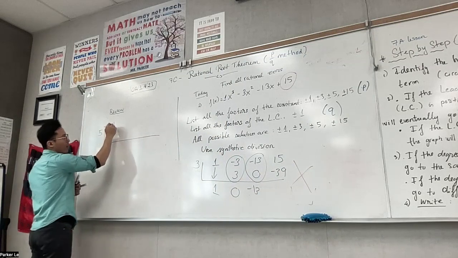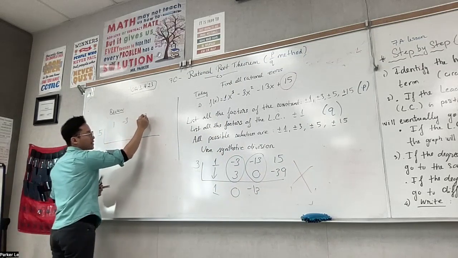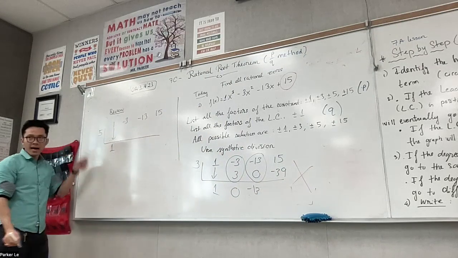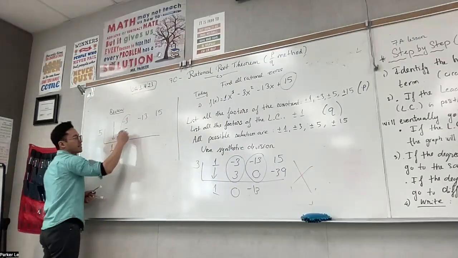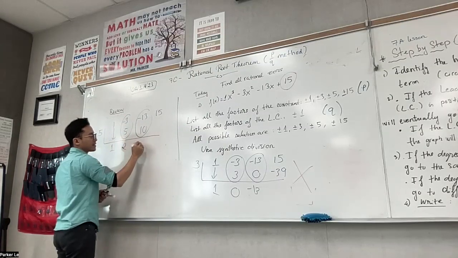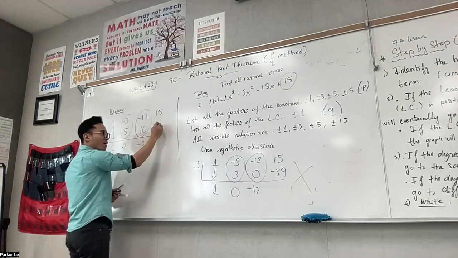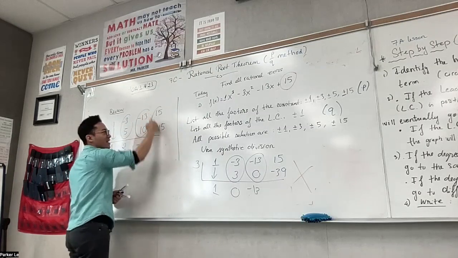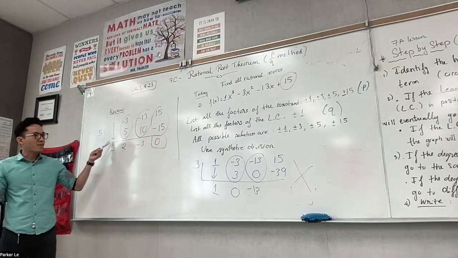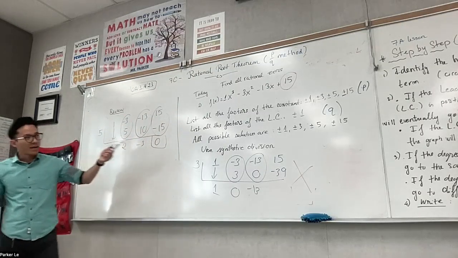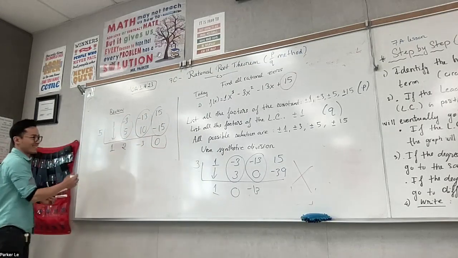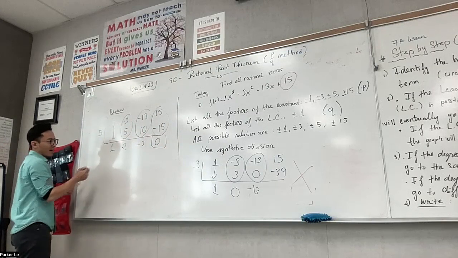5, okay. 1, negative 3, negative 13, 15. Drop down the 1. Multiply. Add. Multiply. Add. Multiply. Oh, look at this. Add them. 0. Good. So you found this after 2 tries out of about 8 candidates. That's good.